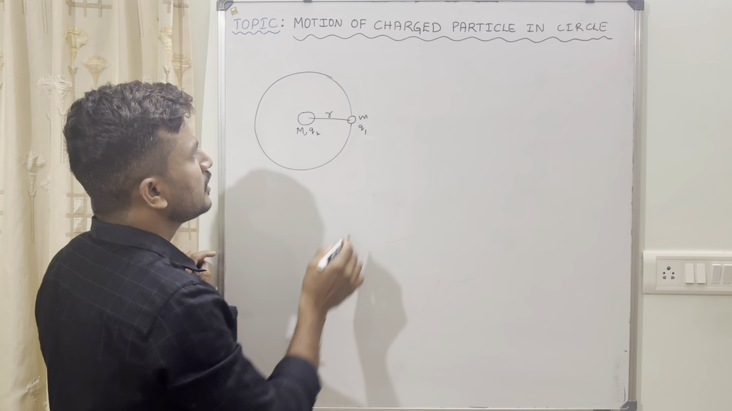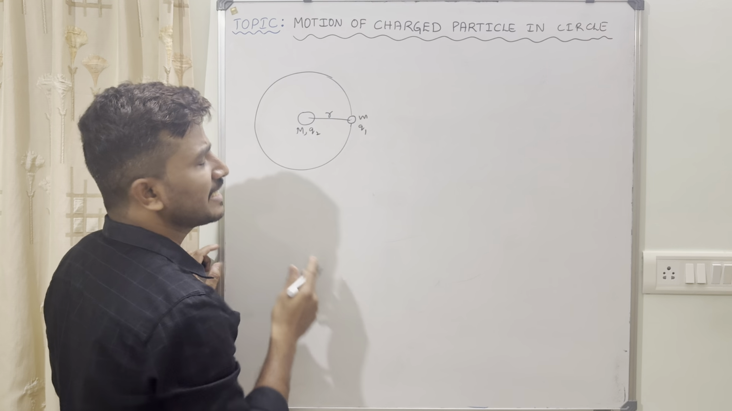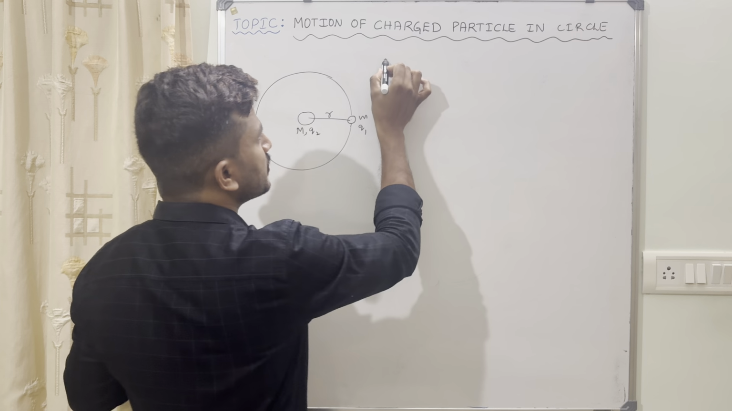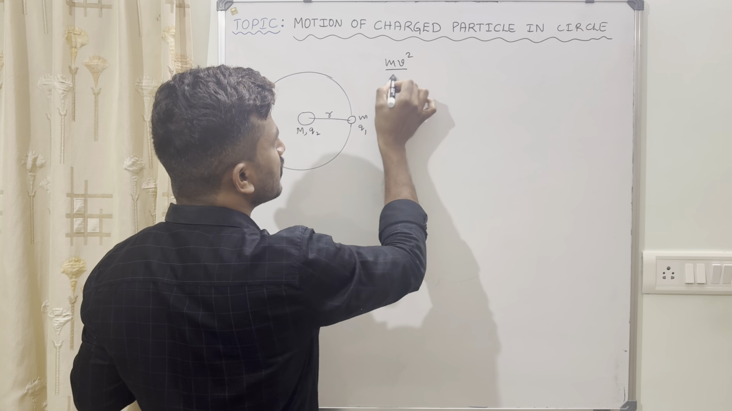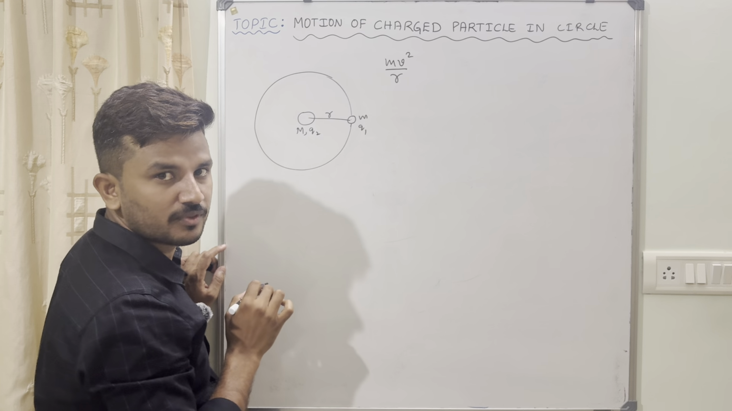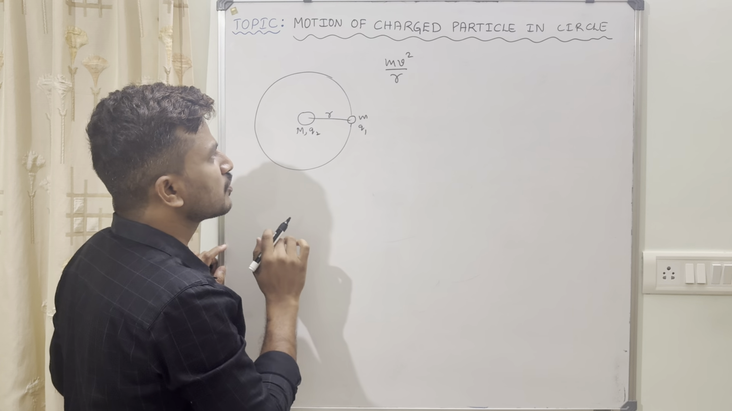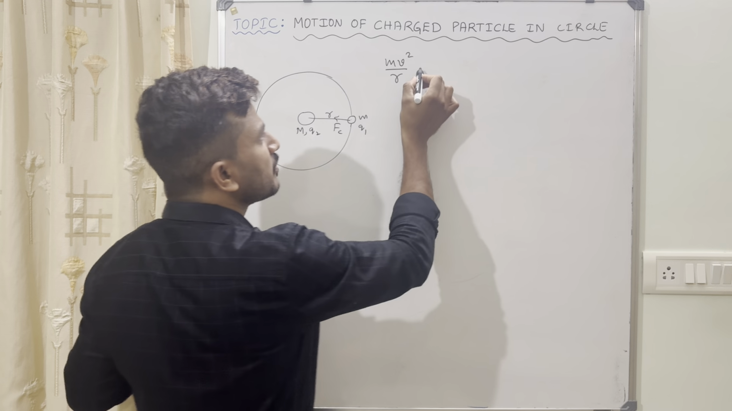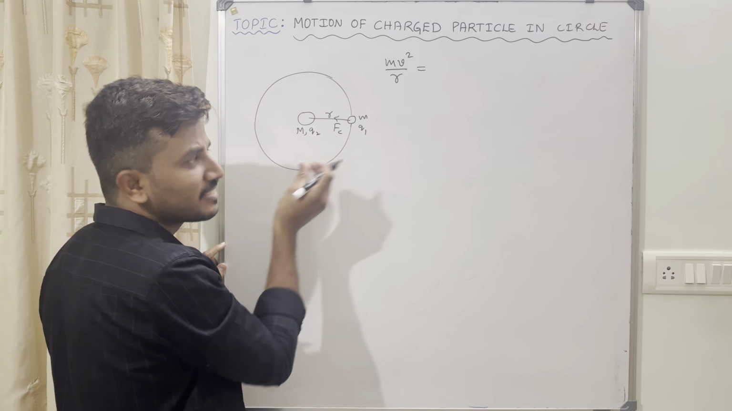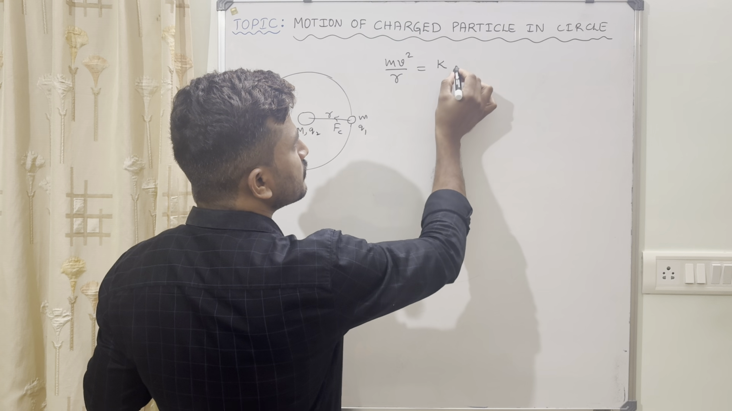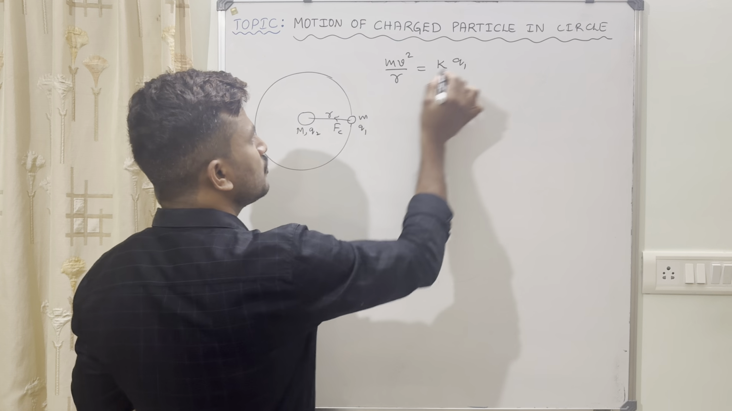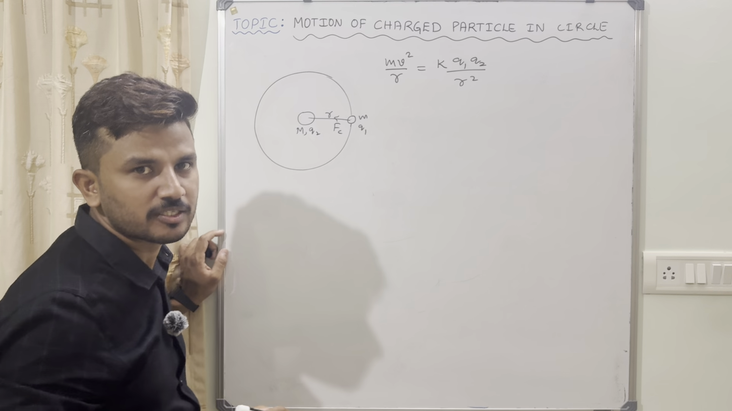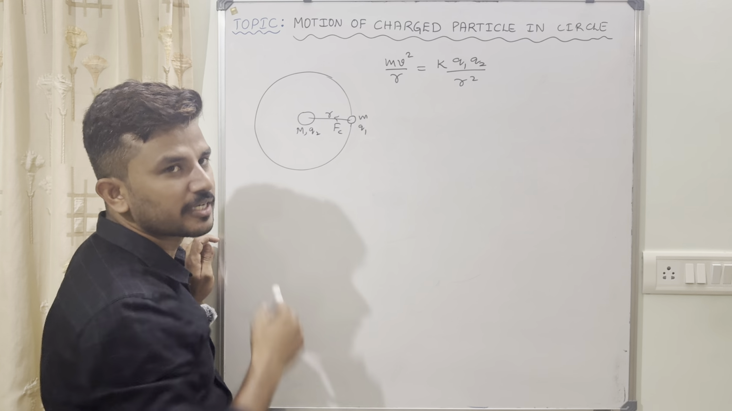So when it moves in a circular path, it experiences a centripetal force. mv square by r is called centripetal force. So who is giving the centripetal force for this? That is nothing but the Coulomb force. Coulomb force is given by, because plus and minus attract each other, k q1 q2 divided by r square, and that is nothing but the centripetal force.